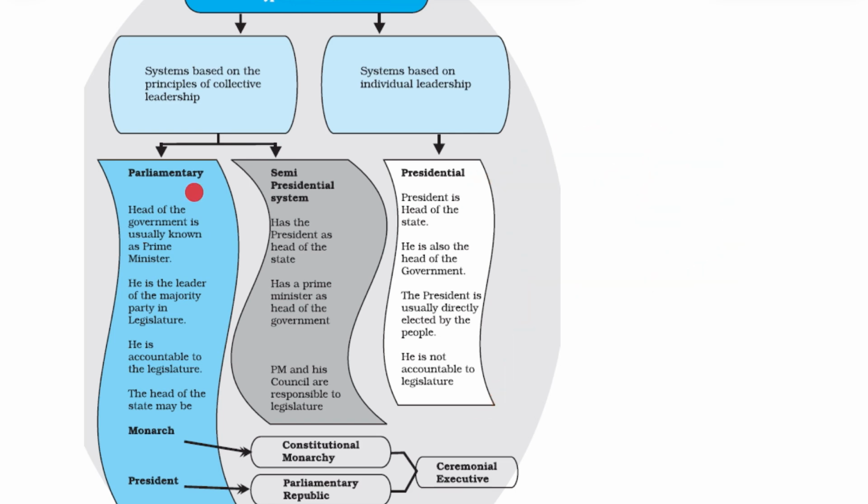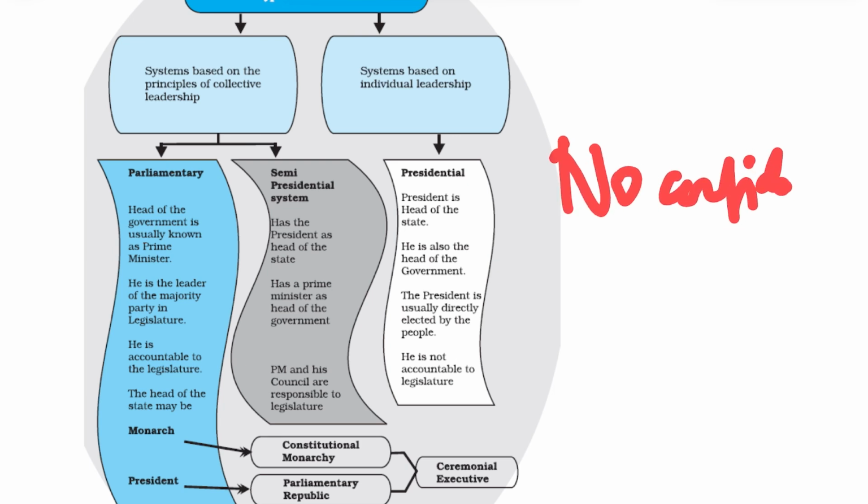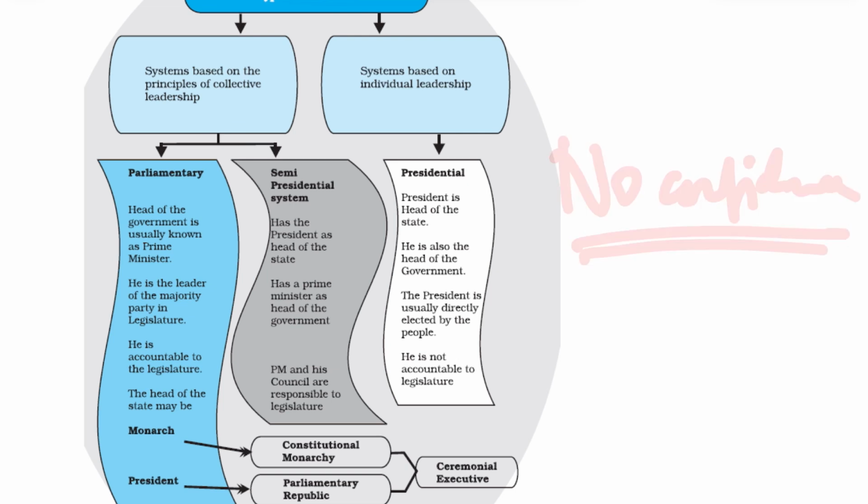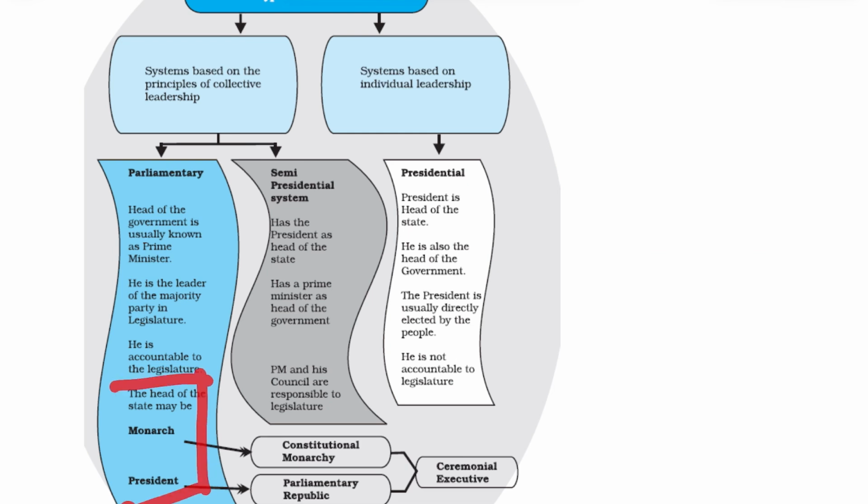Then we have the parliamentary system. The head of the government is usually known as the prime minister. He is the leader of the majority party in the legislature. He is accountable to the legislature, and there are various modes of assertion of responsibility by the parliament. So there is the no confidence motion and other tools as well. So the Council of Ministers is basically responsible towards the Lok Sabha. Then the head of the state may be a monarch or a president.